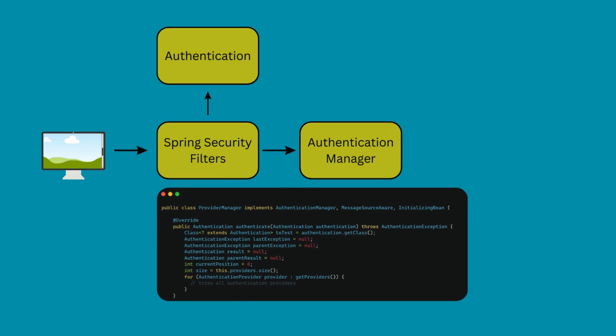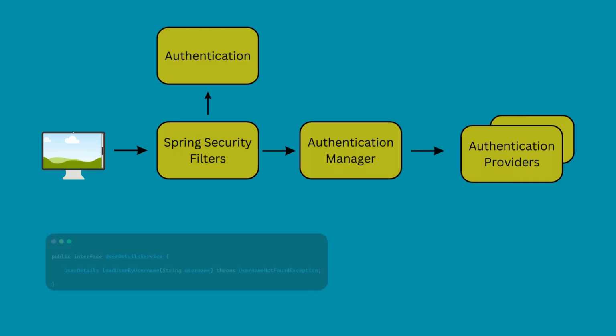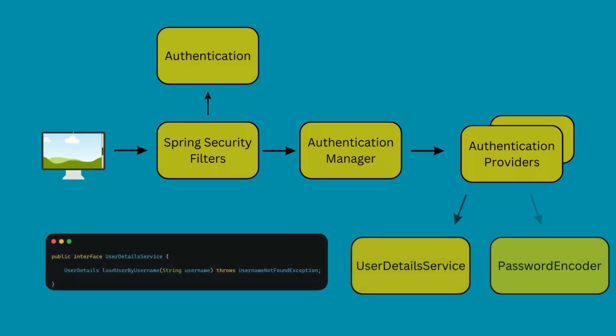So provider manager is the default authentication manager, and it tries to authenticate the request by going through all the authentication providers available. The authentication providers contain the exact logic of authenticating the user details, and they use user details service and password encoder. User details service helps in retrieving, creating, updating, or deleting the user details from the database. And password encoder helps in encoding and hashing the passwords. Otherwise, we have to live with plain text passwords.